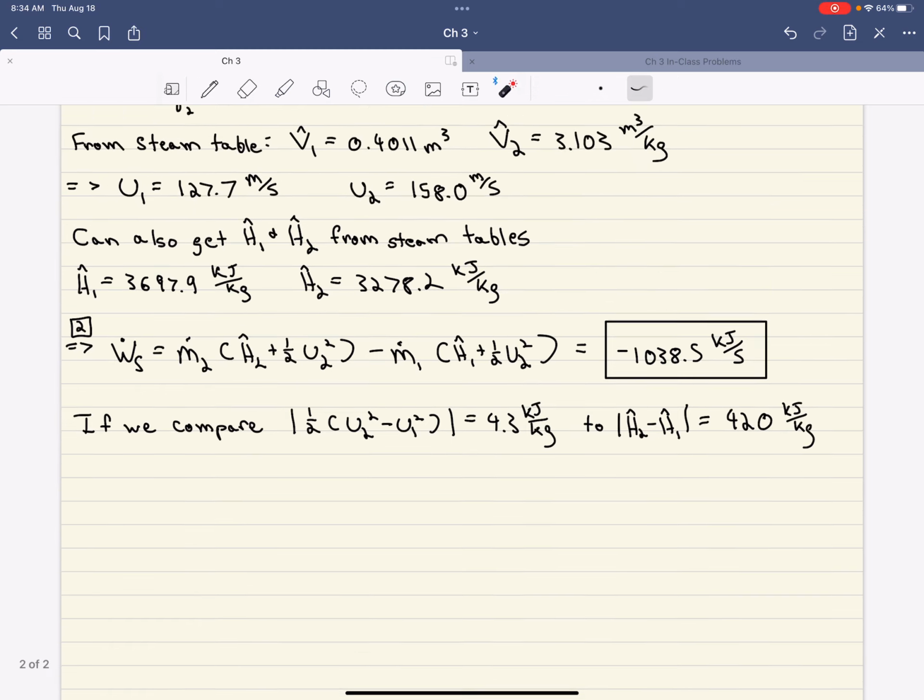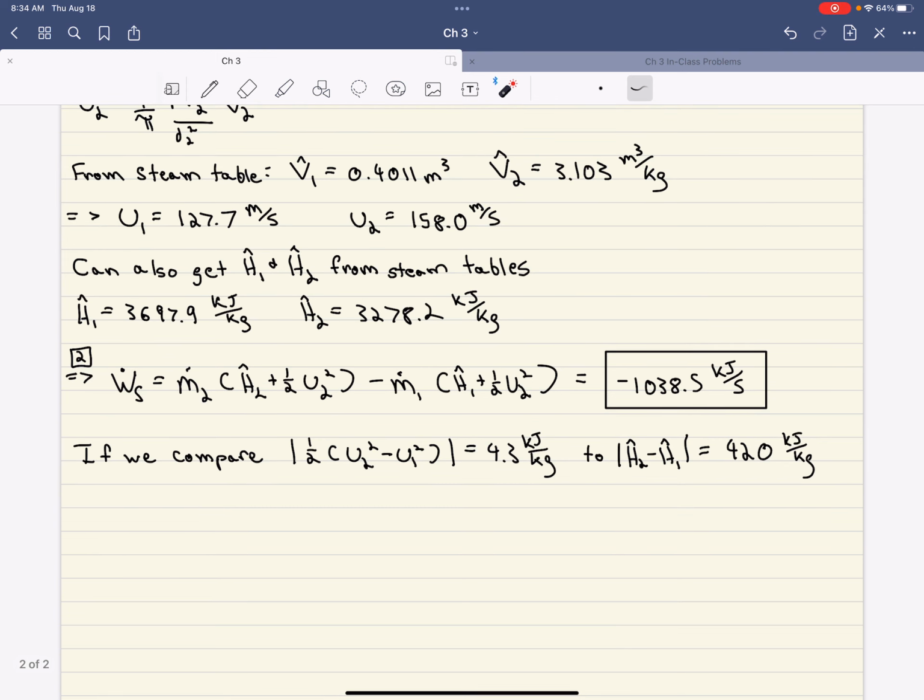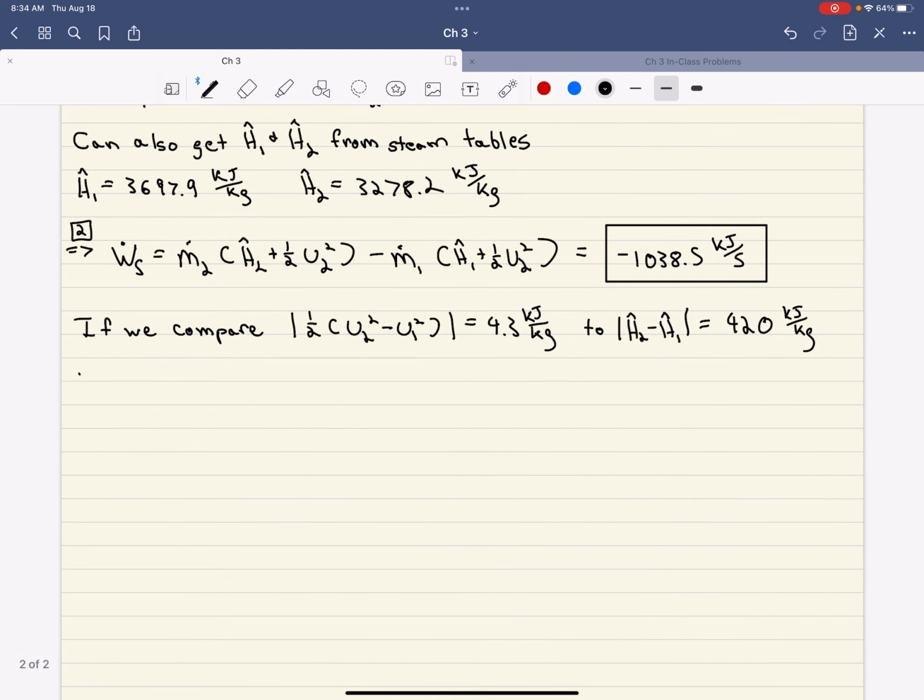Right? And so we see, if we compare the change in kinetic energy to the change in enthalpy, the change in kinetic energy is literally an order of magnitude smaller than that change in enthalpy. Right? So essentially, we see the kinetic energy change is essentially a 1% contribution to the overall shaft work.